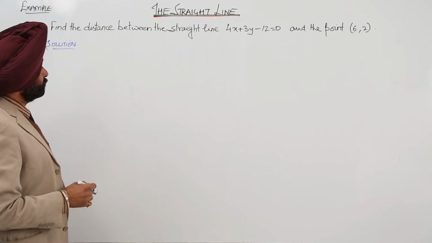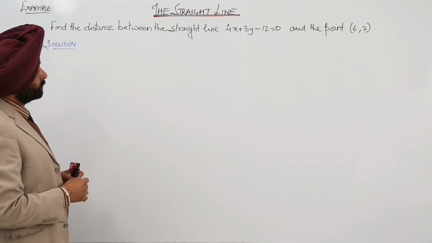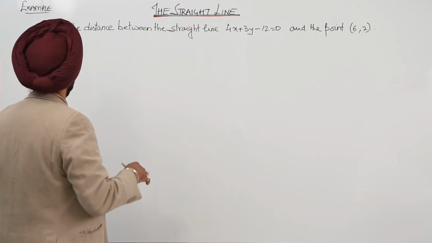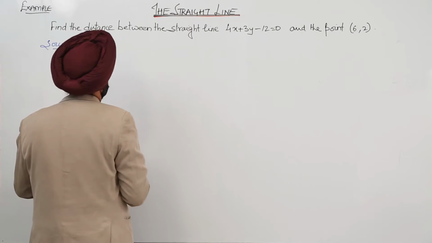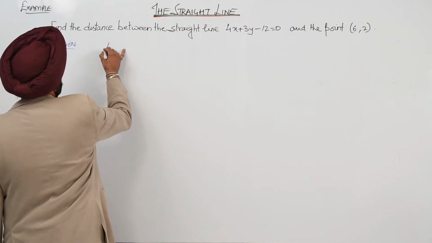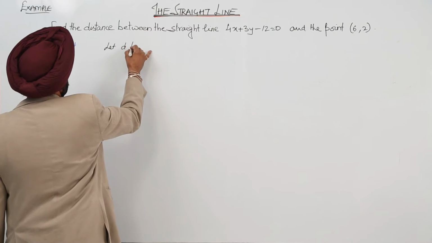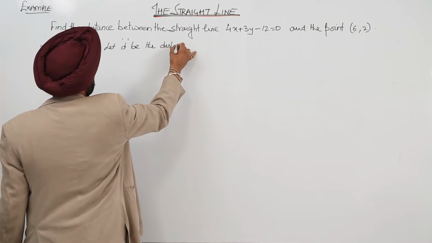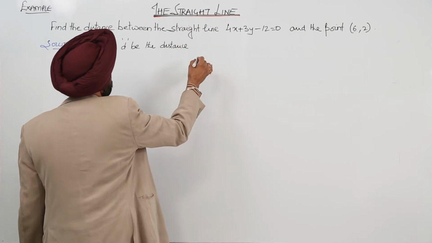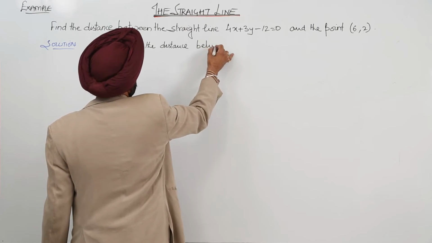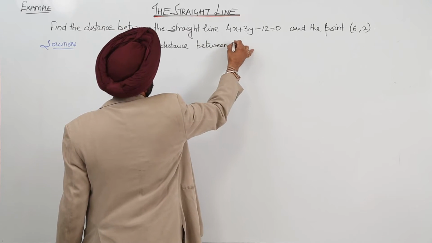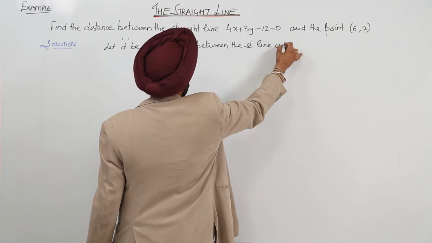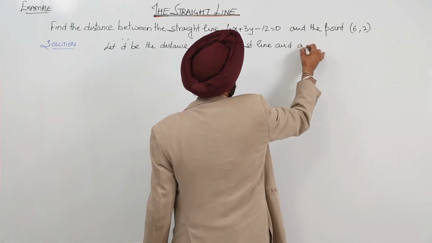Now let's find the distance between the straight line 4x plus 3y minus 12 is equal to 0 from the point 6 comma 2. Now let d be the distance between the straight line and a point.